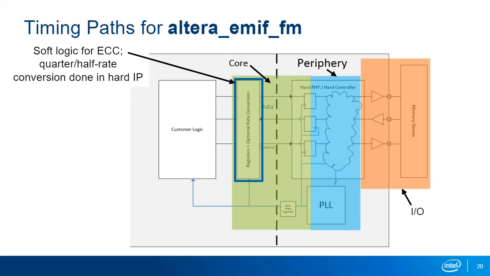Here is a diagram of the timing paths and areas analyzed in Intel Agilex devices that use Altera EMIF FM. For timing analysis, the interface is divided up into three parts: the core, the periphery, and the I/O. The core includes all paths and logic outside of the controller and PHY. If a soft logic requiring feature was enabled, such as ECC, that logic is also included in the core analysis. Recall that the EMIF IP provides constrained clocks to drive your custom logic and any other soft logic in the core. The periphery includes the controller and PHY, extending to the I/O registers, and the I/O includes all the paths to and from the external memory.